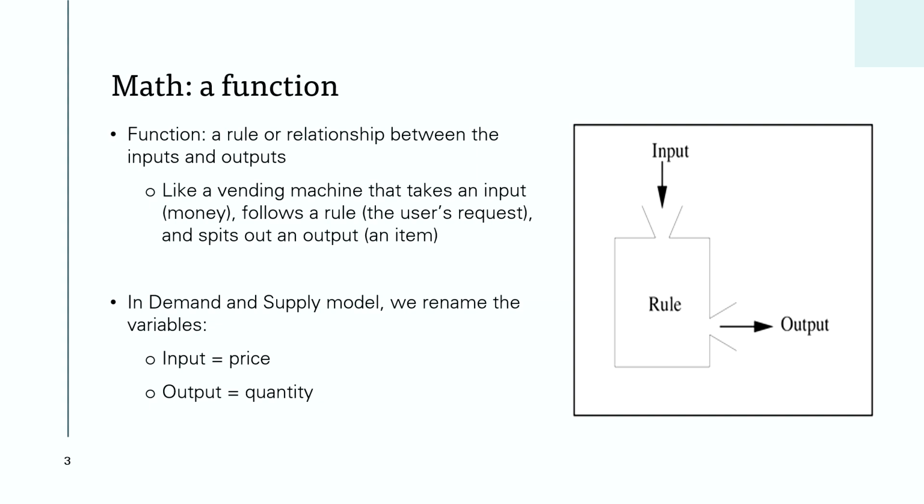In the demand and supply model, the input is price, the output is quantity. So every point on the demand or supply curve represents the quantity demanded or supplied given a specific price. This function idea helps us graph behavior and understand how markets move.